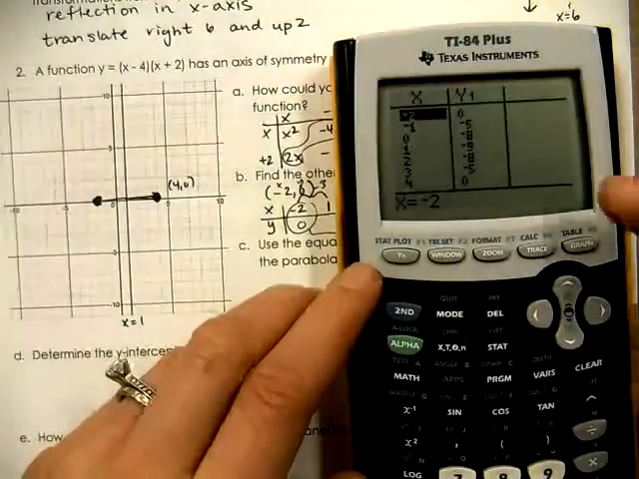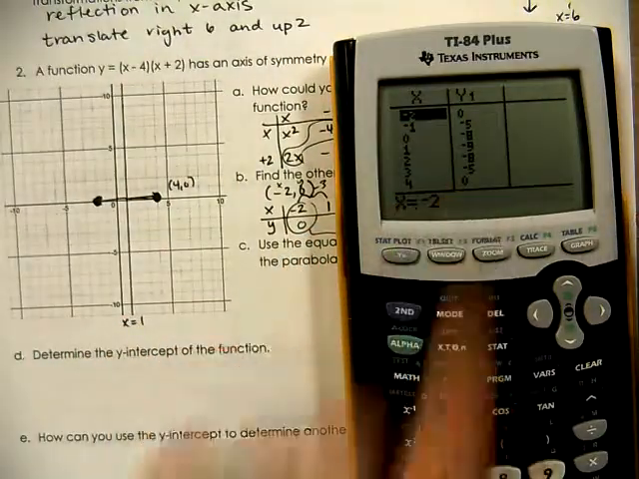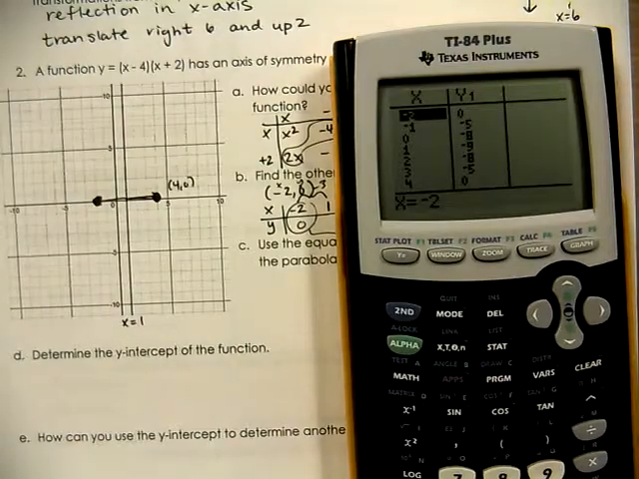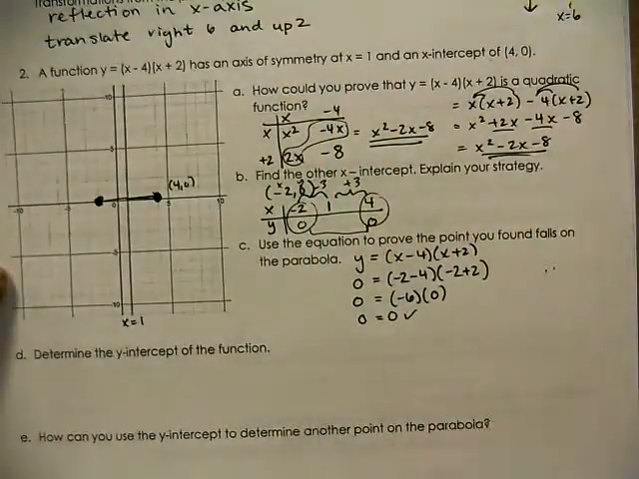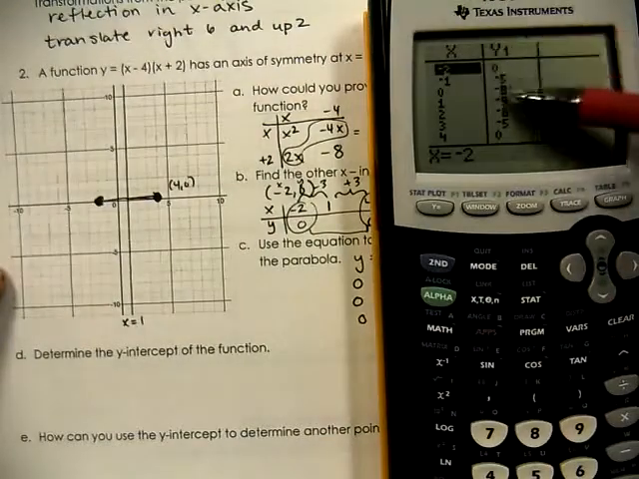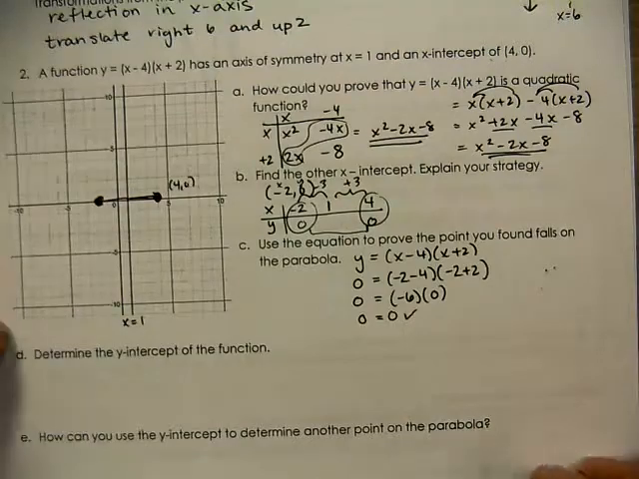Or going back up here, if you have your graphing calculator, let's look. Your other x-intercept, we had one at 4, 0. The other one is at -2, 0. I could find that using my graphing calculator and verify that as well. So lots of different ways you could verify that point falls on the parabola. If you have a graphing calculator, you can type in the equation and look at your table. If you don't, you can substitute into the equation.